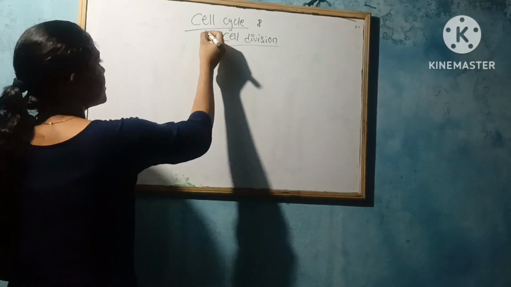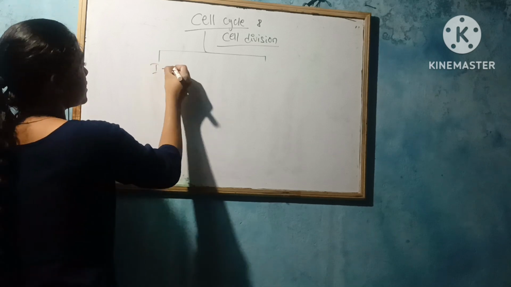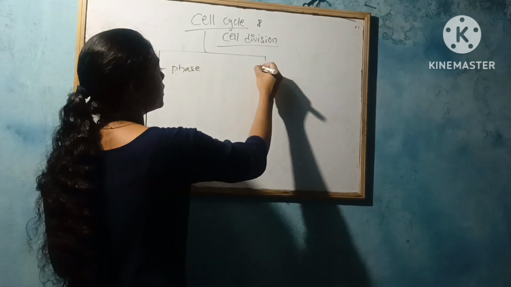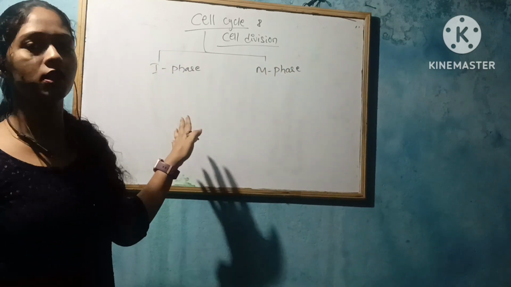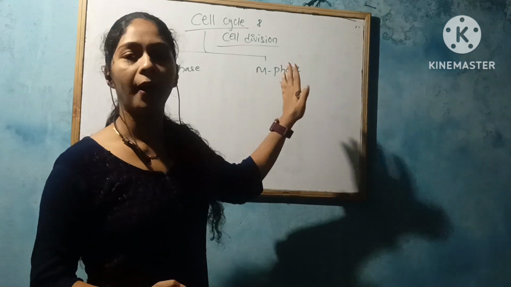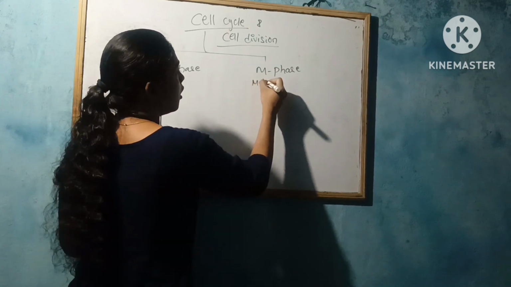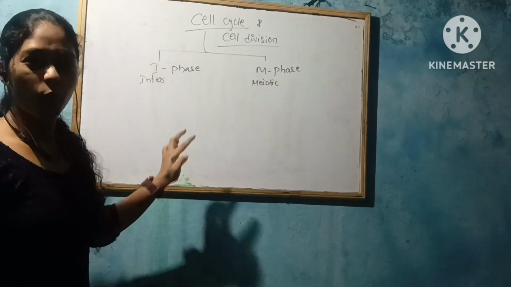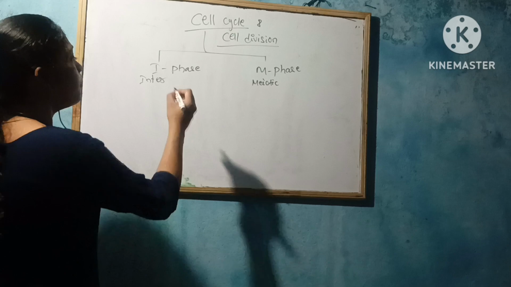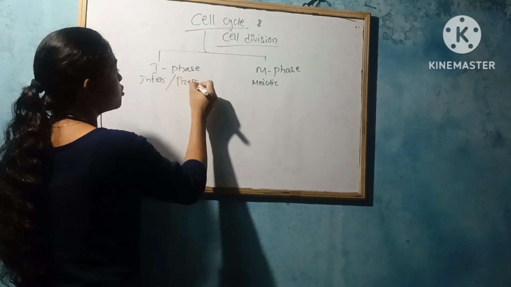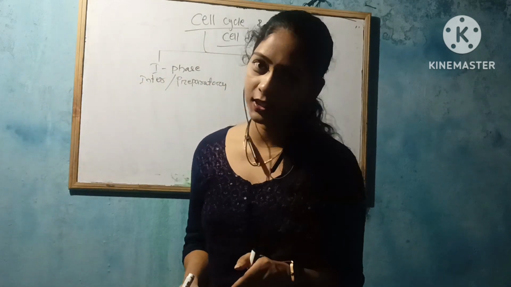Basically the entire cell cycle process is a two-phase process. One is I phase, the second one is M phase. I stands for interphase, M stands for mitotic phase. Okay, so what is interphase, what is mitotic phase? Interphase is also known as the preparatory phase. Then the question arises, why is it called the preparatory phase?